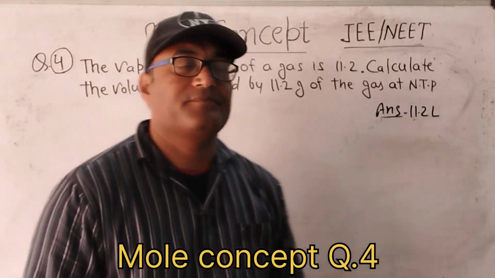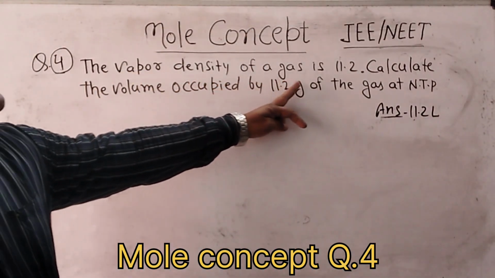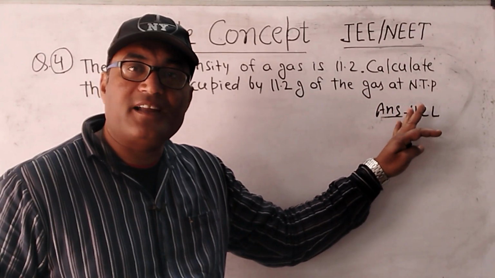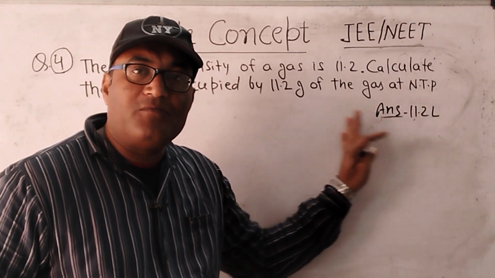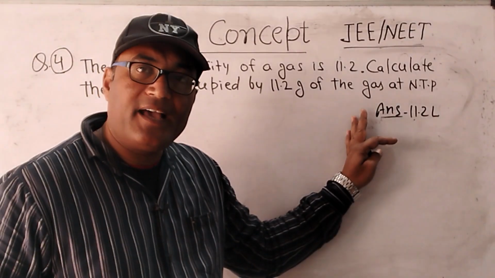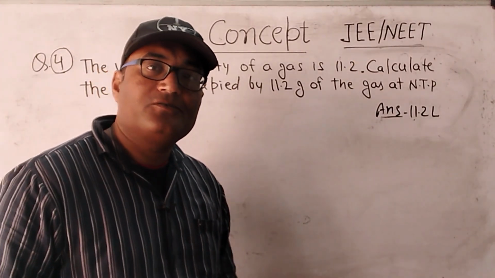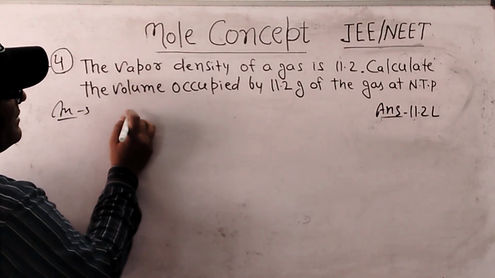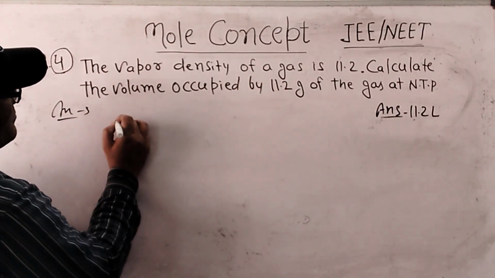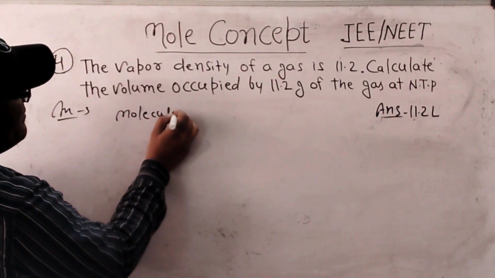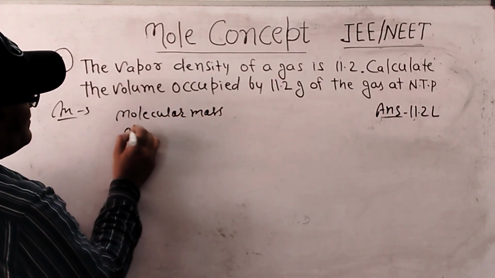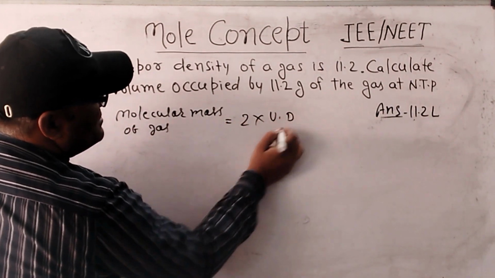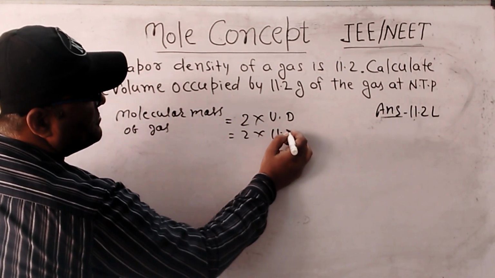So according to this question, the vapor density of a gas is 11.2. Calculate the volume occupied by 11.2 gram of gas at NTP. According to this question, at NTP, how much volume is occupied by 11.2 gram of gas having vapor density 11.2? So first we can solve this question. Here given vapor density 11.2, so molecular mass of gas is 2 into vapor density. So 2 multiplied by 11.2.